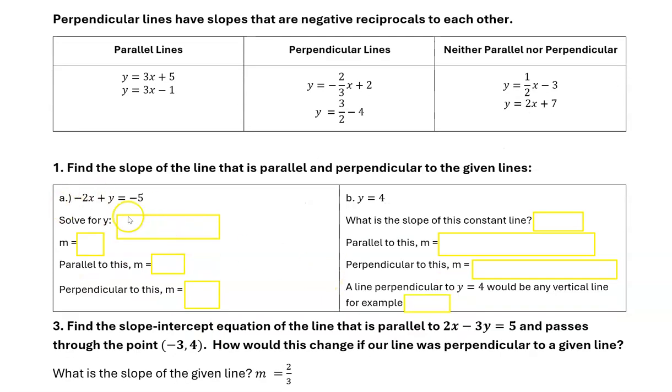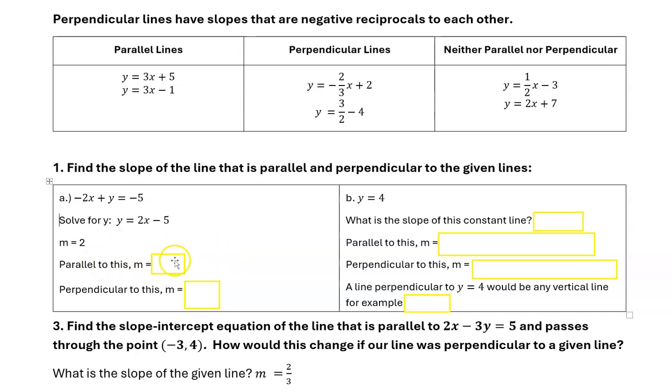So here's the first example. Find the slope of the line that is parallel and perpendicular to the given lines. So first of all, we want to find the slope, just the slope. We're not asking to find the whole equation here. So to find the slope of this line, I would need to solve for y. And to solve for y, I would just add 2x to both sides. Adding 2x over here makes it go away, and adding 2x over here makes it positive. So I know that my slope is 2.